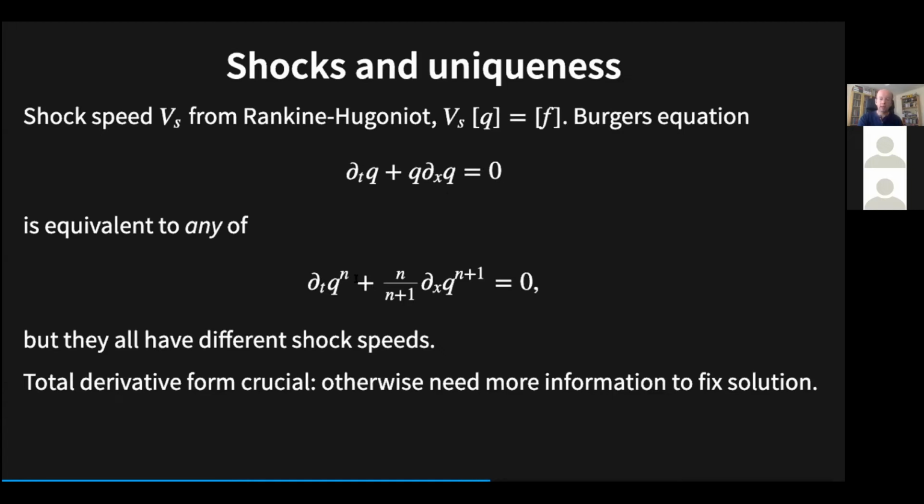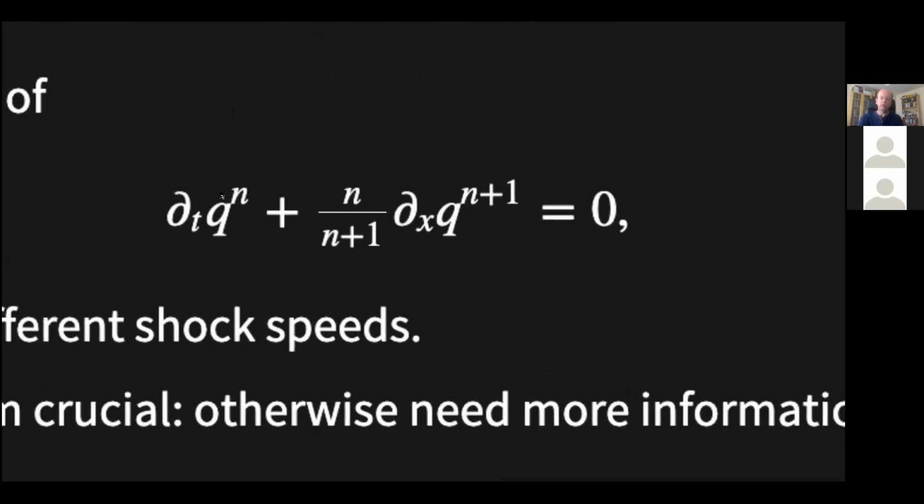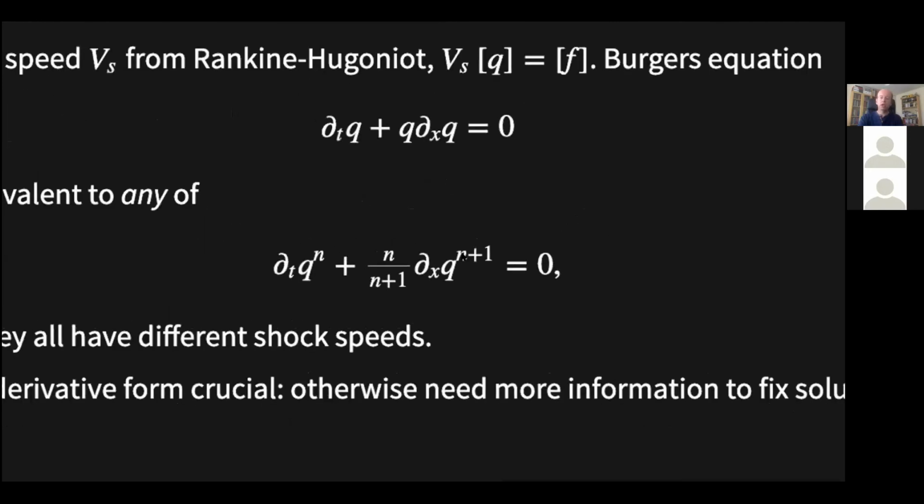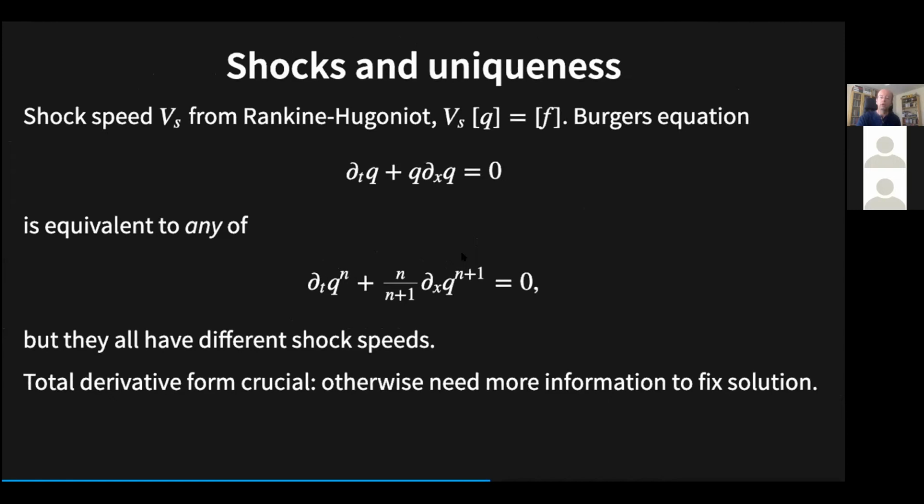However, and again, this is in the exercises and should be checked, what you'll find is that the shock speeds associated with all of these different conservation laws, so for every valid n, so essentially positive real numbers, you will get different shock speeds. So as soon as discontinuity forms, as soon as we're in that messy post-merger regime, the solutions are going to be different. And that means that if we don't get the conservation law form correct, then everything after merger is going to be wrong for our numerical simulations. So the total derivative form is crucial.